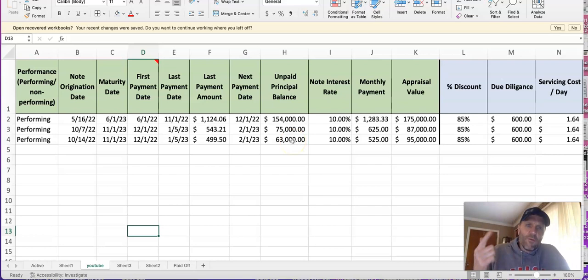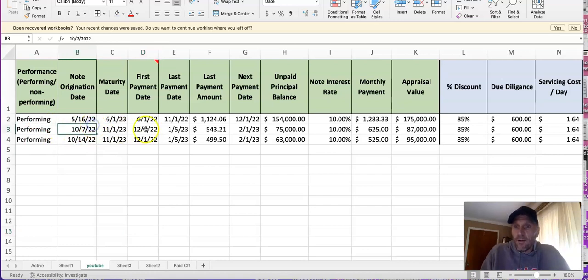Like I said, these were hard money loans. They have a short fuse on them, meaning they're not amortized over 30 years. They're just simple interest payments. They borrowed X amount, put a little bit down, and this is what their unpaid principal balance is, at 10% simple interest. It's not amortized over 30 years, just simple 10% interest. So you take 154 times that, multiply by 10, divide by 12, and you get monthly payments of 1,283, 625, and 525 a month.